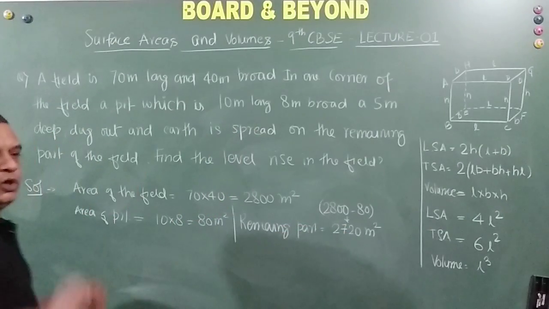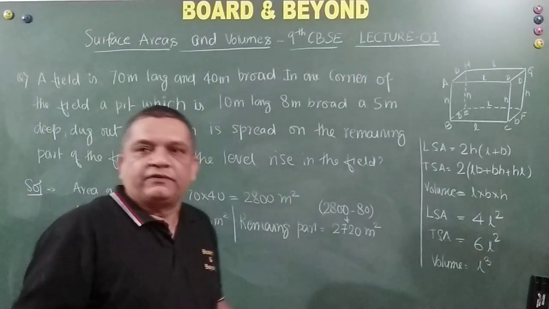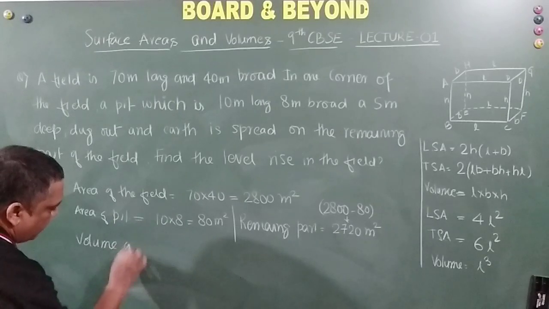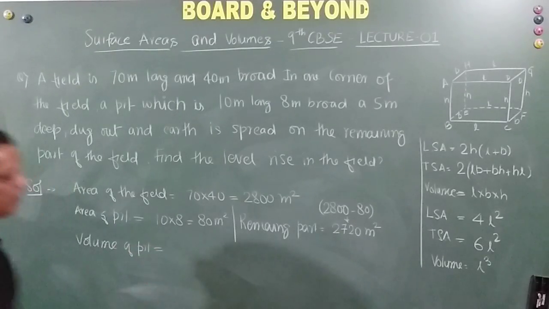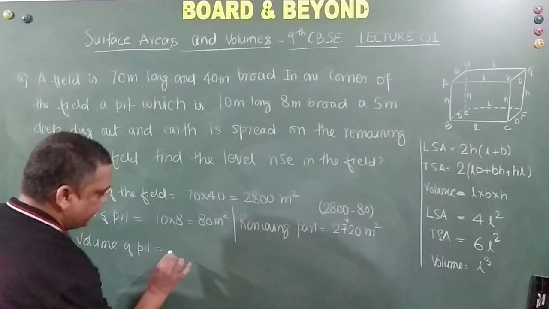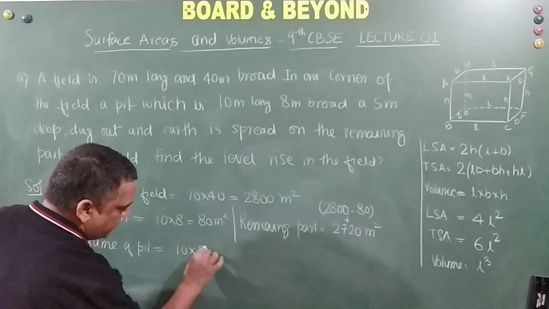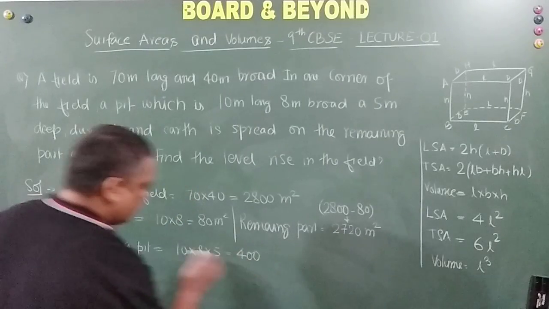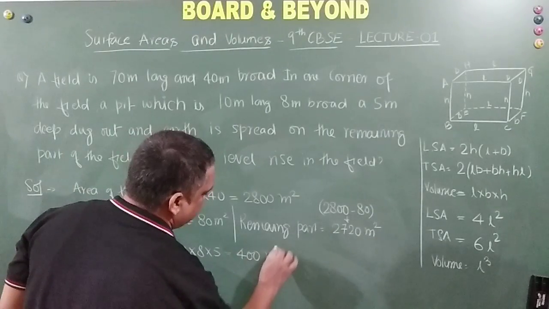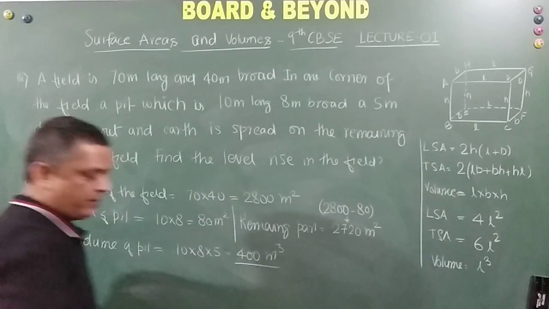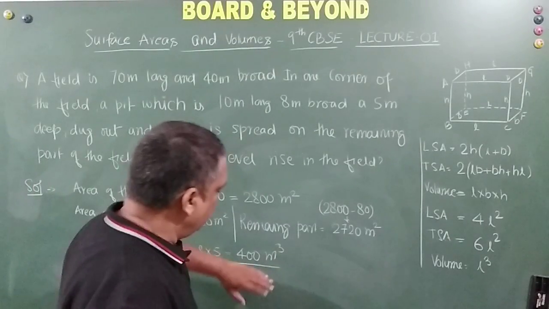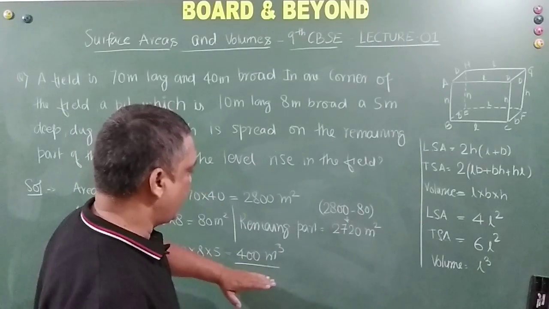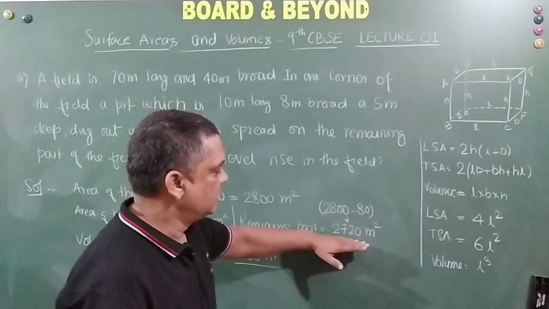Right. Now the volume of the pit, how much material are we getting out of the pit? So volume of pit is equal to how much? 10 into 8 into 5, right friends? So this is equal to 400 meter cube. So this is the volume of the pit. Now every dimension is in meters, and I am spreading this volume across the remaining field.